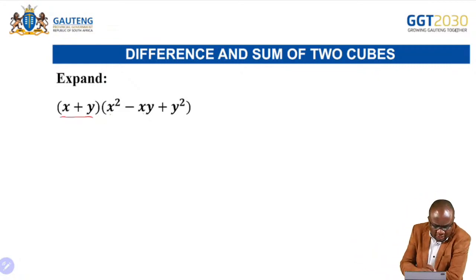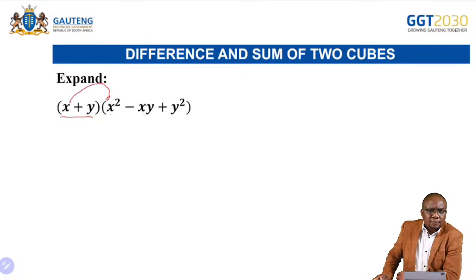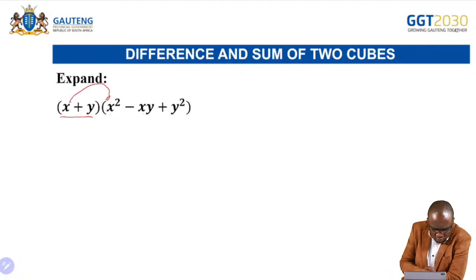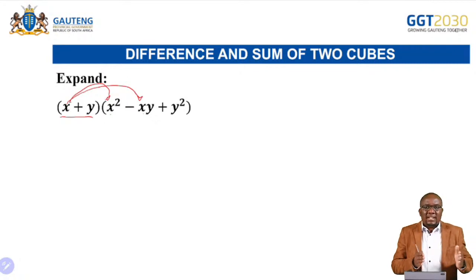What is x times x squared? X cubed. Write it down. X cubed. What is x times negative xy? Negative x squared y. So now you've got x cubed minus x squared y.